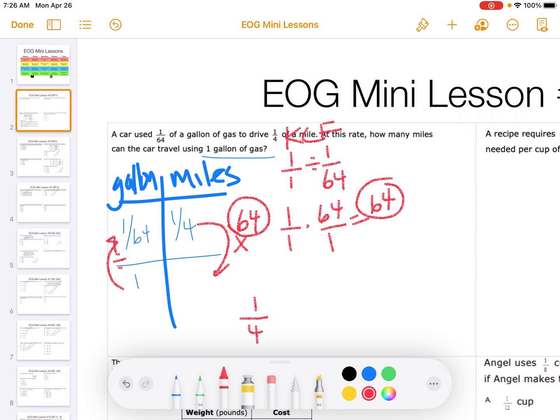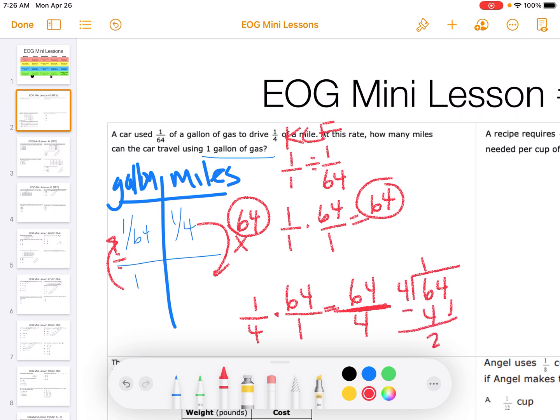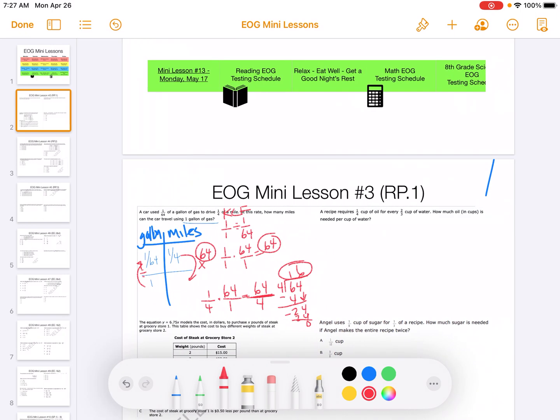So 1/4 times 64/1, I get 64/4. This line tells me to divide. And I get 16. I can go 16 miles on 1 gallon of gas.